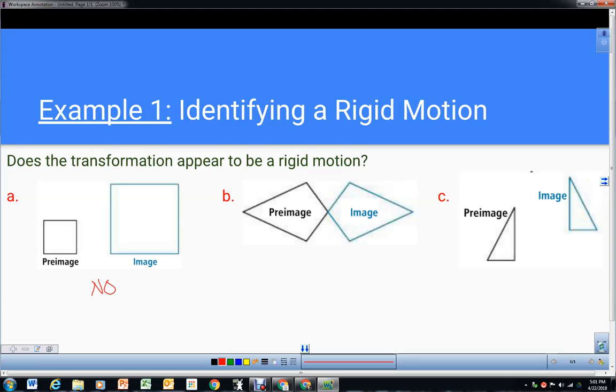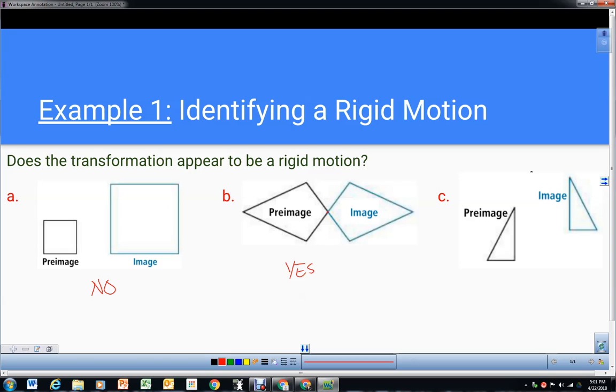So let's look at this one. Preimage and image. Is this an example of rigid motion? This would be yes, it is. The reason why is because the only thing that's happened is our preimage has been flipped or reflected across the line that crosses through the middle here. So it's reflected around this line, and it is a rigid motion.